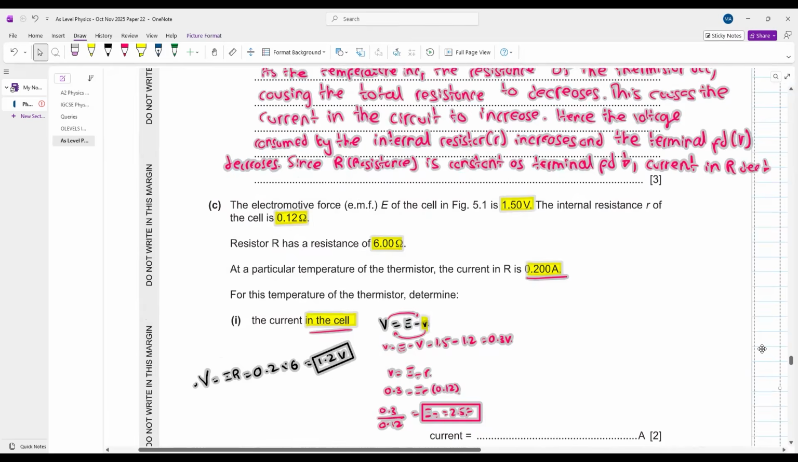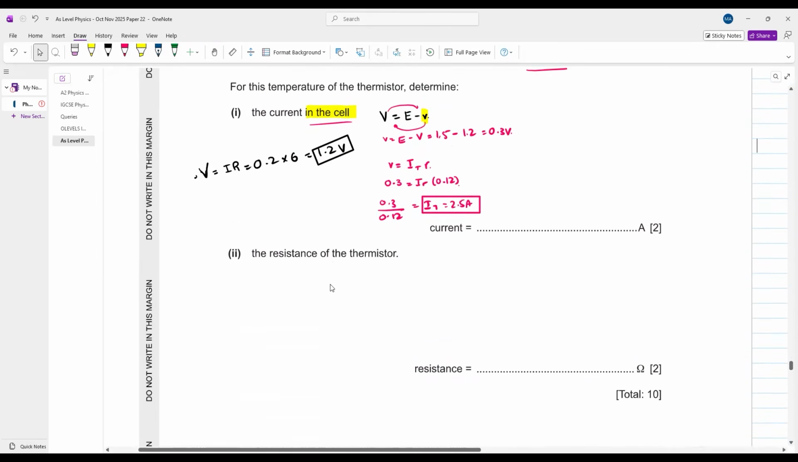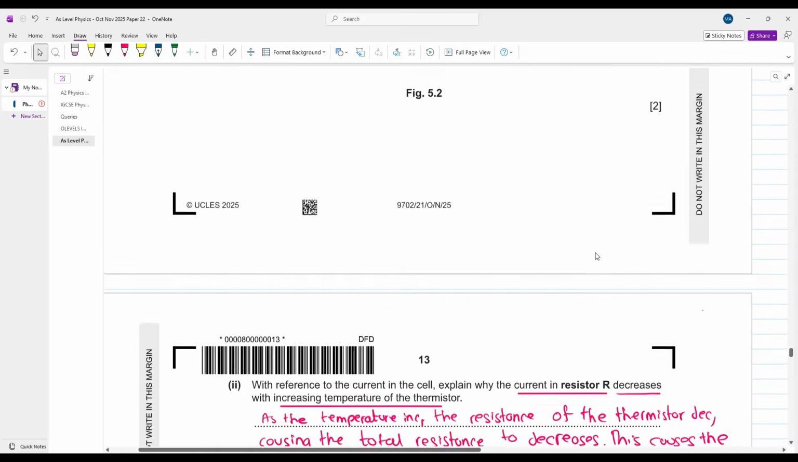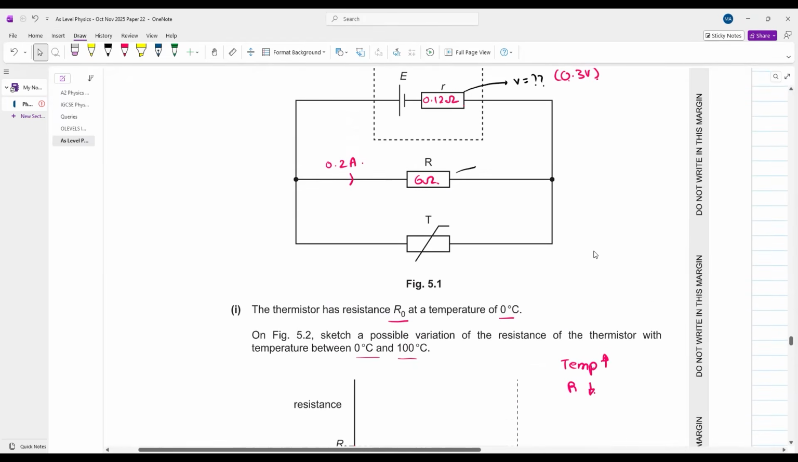Okay, now what do you have to calculate? You have to calculate the resistance of the thermistor. How will you calculate the resistance of the thermistor? Easy peasy, lemon squeezy. Can you realize this branch was receiving 1.2 volts? This branch will also receive 1.2 volts. That means the voltage consumed by the thermistor is 1.2 volts.